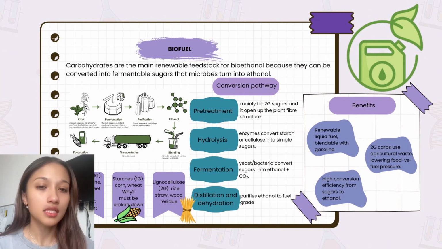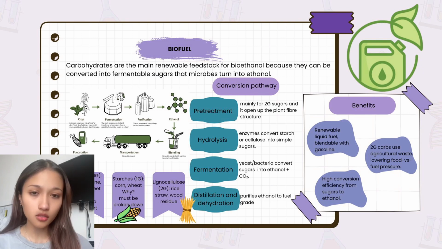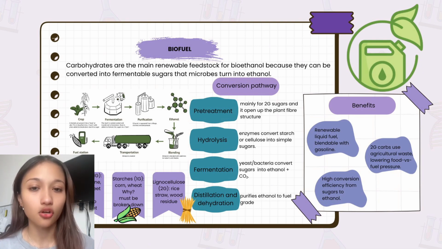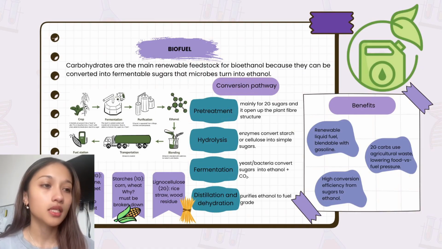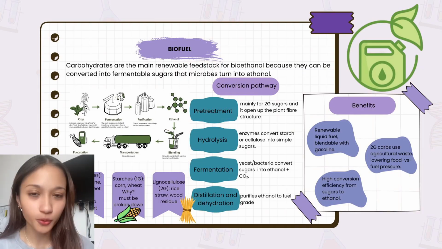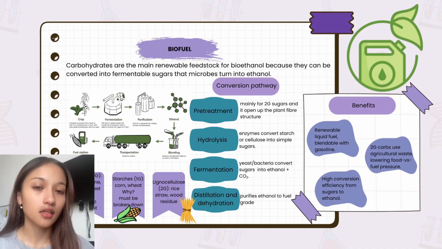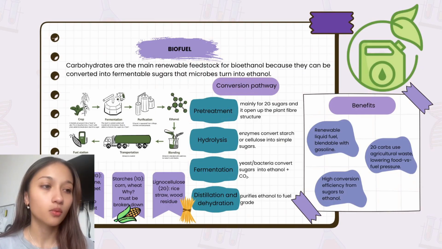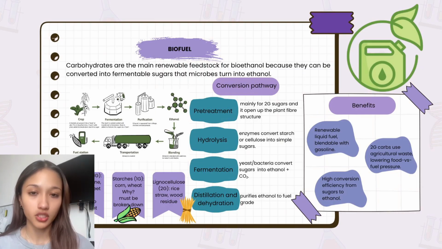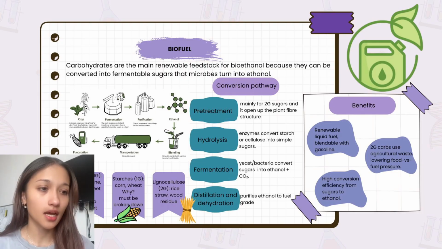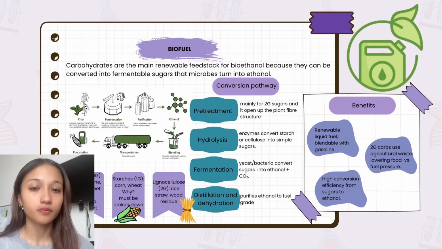Since biofuels use sources from sugarcane, sugar beet, corn, wheat, rice straw and wood residue, it becomes a renewable liquid fuel which is blendable with gasoline. The next benefit would be 2G carbs use agricultural waste, which lowers the food versus fuel pressure. Lastly, this entire process has a high conversion efficiency, which turns sugar into ethanol. So that's all from me.